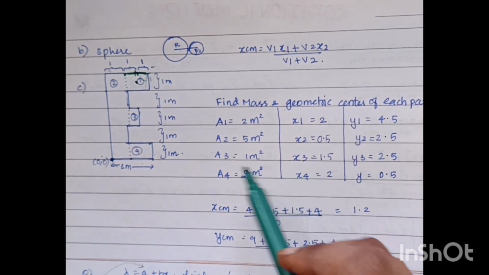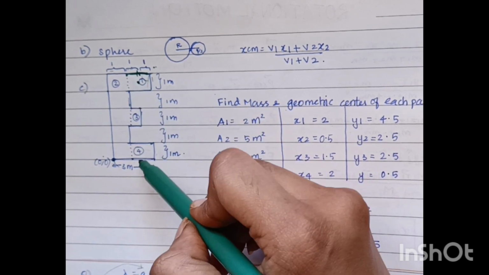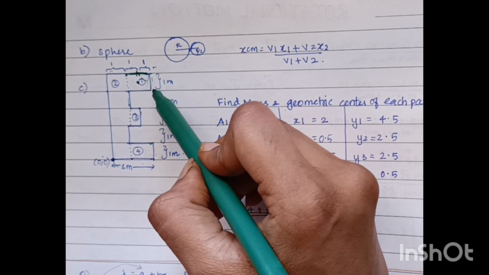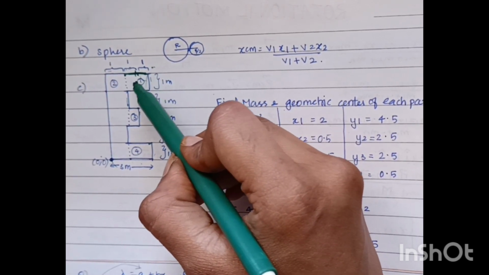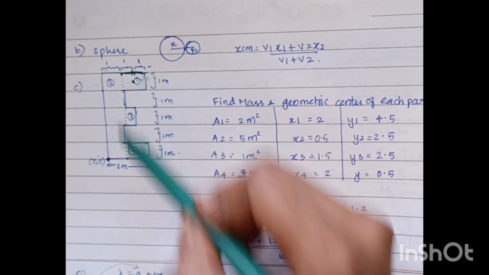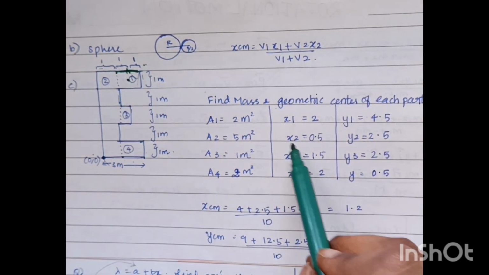What about y1? From this side, you please see, there are already 4 meters and this is the whole 5 meters, and at the half position of the 5 meters there is the center of mass, so it is 4 plus 0.5, that is 4.5. Okay, now let us see x2.